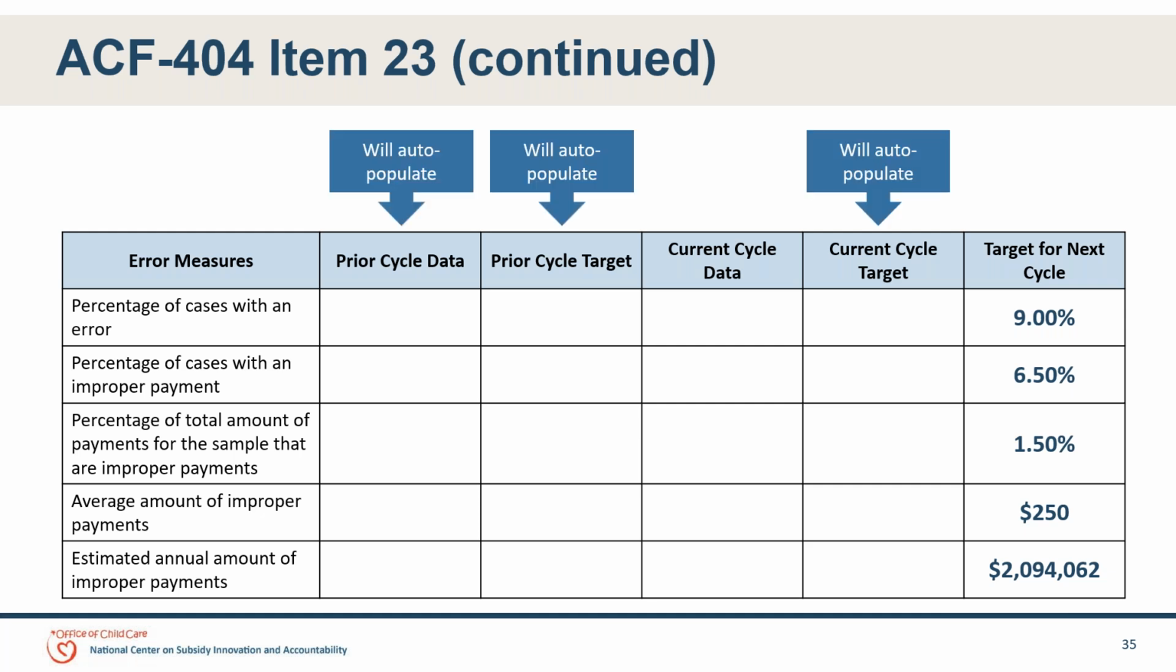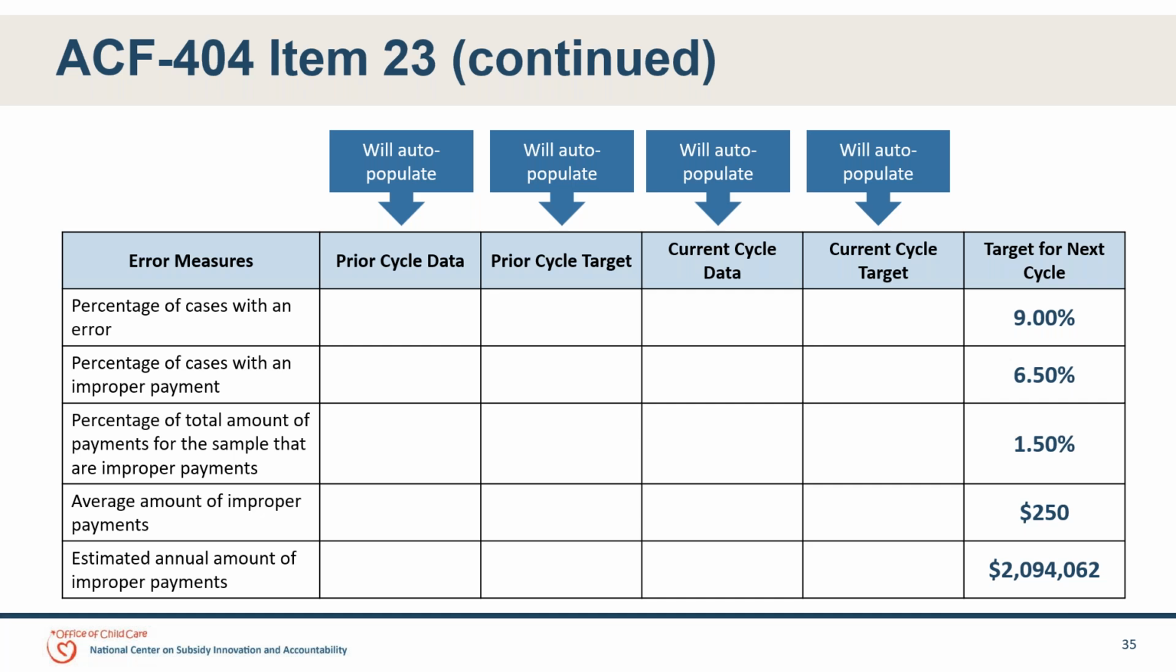I don't have the whole table filled in here, but I wanted to highlight that the columns for prior cycle data, prior cycle target, and current cycle target will all auto-populate for you. They'll all show up based on what was entered in your report from 3 years ago. So you don't need to enter that. And the current cycle data will also auto-populate based on what you entered back in part 2 of this report. So you don't have to enter that column either. The only column where you actually do have to enter data is this very last column, your target for next cycle.